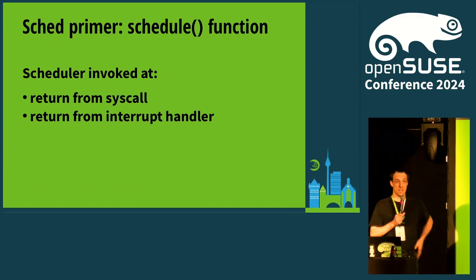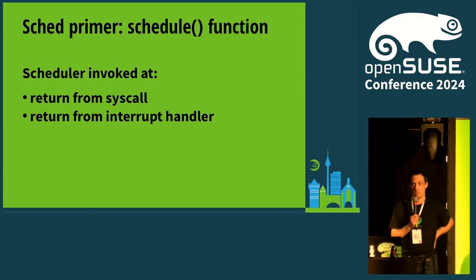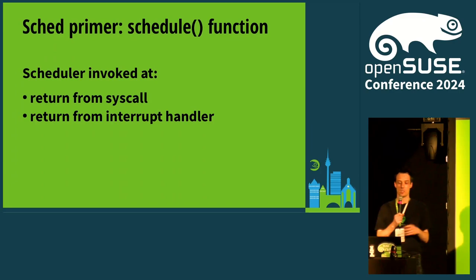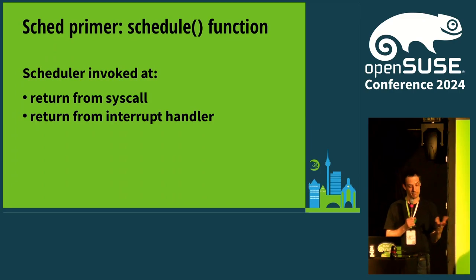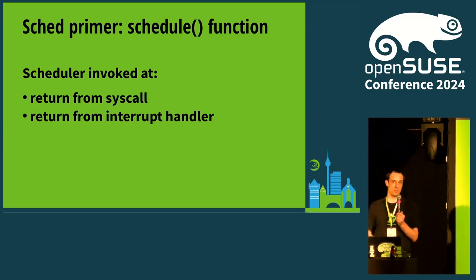Now, where is the scheduler? Is there a program called scheduler? No, it's a function of the kernel, and it's called schedule. And it is invoked at a defined set of points during the life cycle of your program. I mentioned that your user space code can invoke a syscall. When the syscall is over, the kernel invokes the scheduler. That's a convenient point to invoke the scheduler.